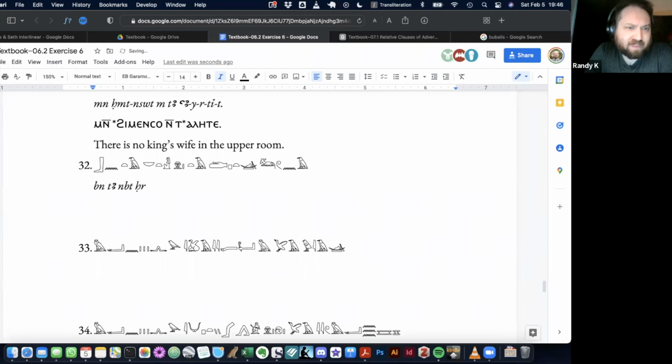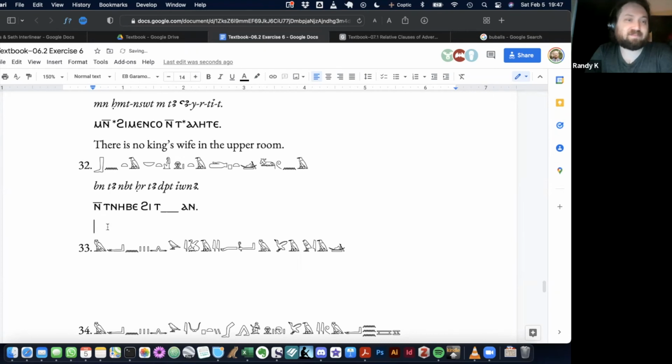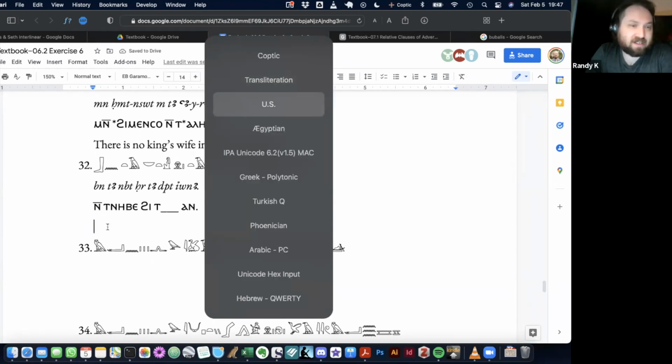Ta Depit Una. And then the Coptic would be En Ta. Is it Nebe? Ta Tape. It doesn't survive. Yeah, I guess it would be like this. Tape. But it doesn't survive, unfortunately. There is no. Gobe?